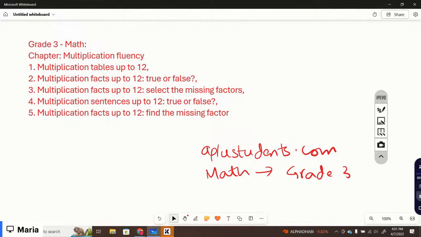We're going to start with the chapter multiplication fluency. The lessons we're going to cover today are multiplication tables up to 12, multiplication facts up to 12 true or false, multiplication facts up to 12 select the missing factors, multiplication sentences up to 12 true or false, and multiplication facts up to 12 find missing factor. So please make sure you have your notebook and pencil so that you can note down the important examples and definitions as well.